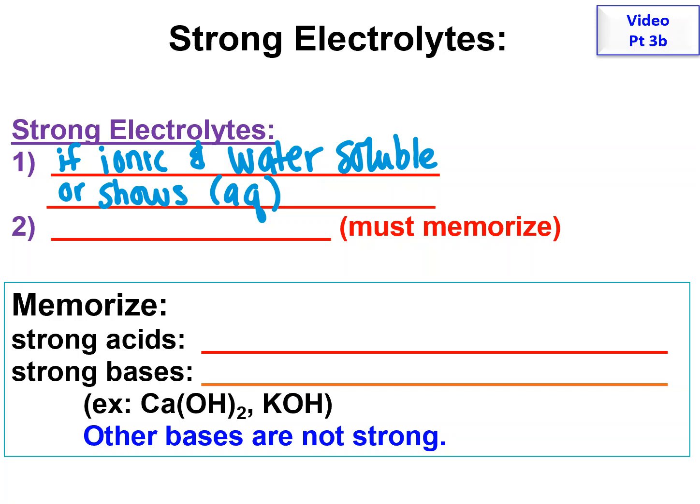The others that we may see as strong electrolytes are the strong acids. We're going to need to memorize those, and also the strong bases. The bases are ionic compounds. The acids don't look ionic because they're all nonmetals, but when you put them in water, they often act ionic. That's what makes them acids. So we'll have to memorize our strong acids and our strong bases.